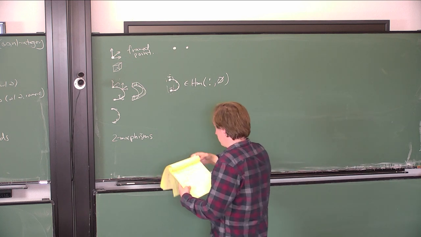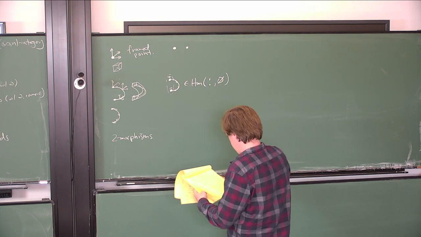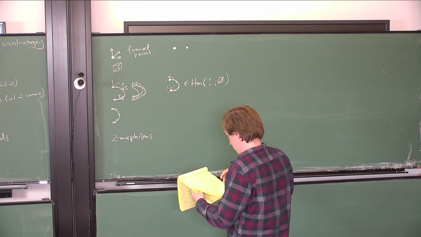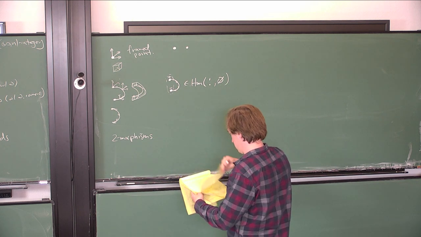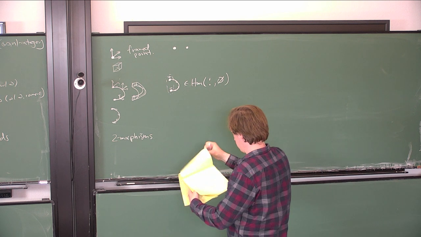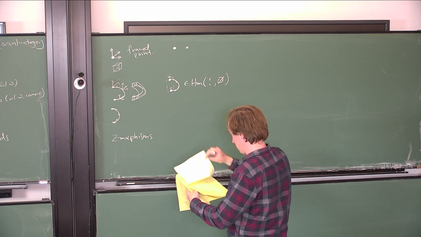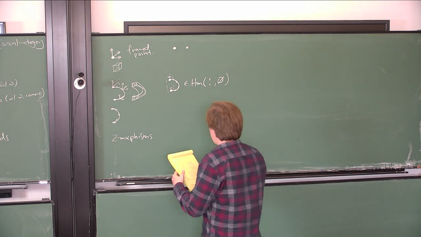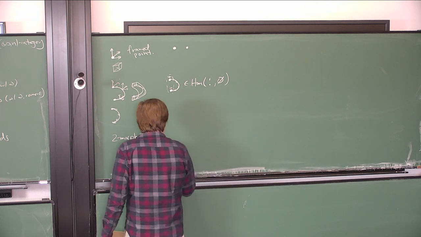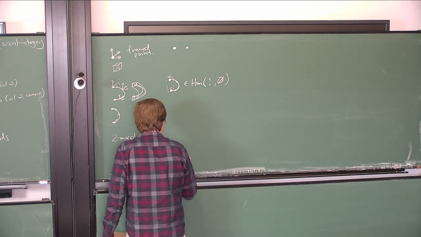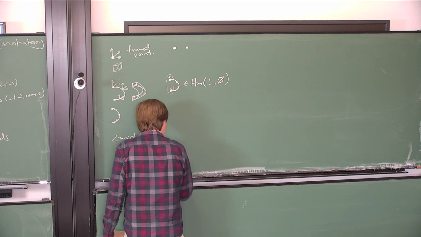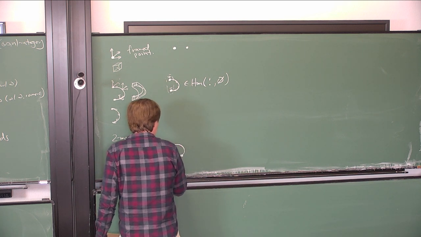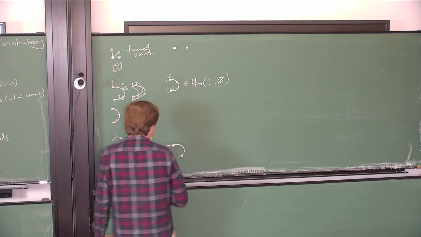Okay, so the saddle, let's draw a picture of the saddle. Have to get this right. Okay, so here's, let's call that the plus point and the minus point.